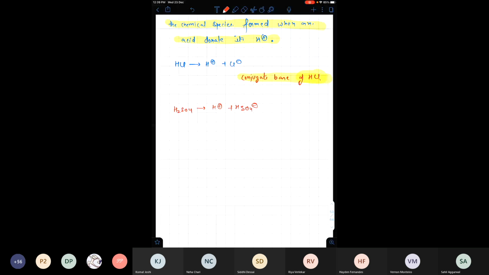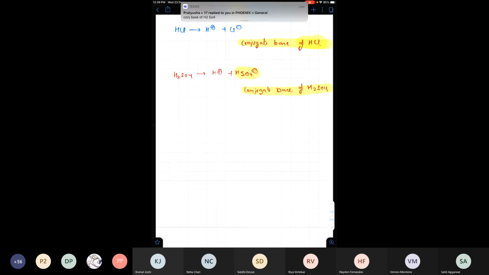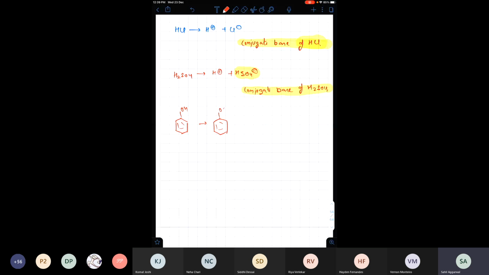Now if we talk about this, what is this? It is the conjugate base of H2SO4. Understood? So what is this? Understood?